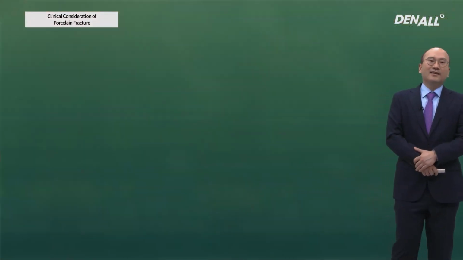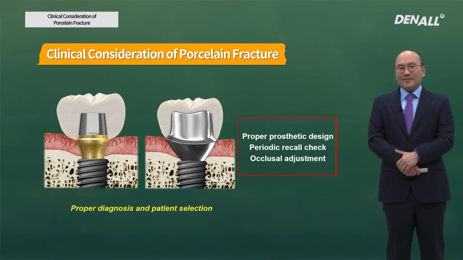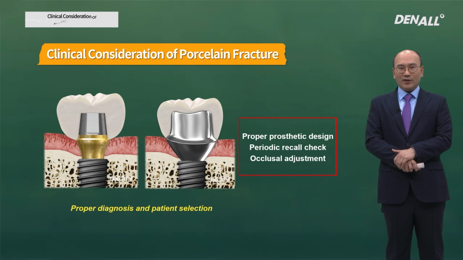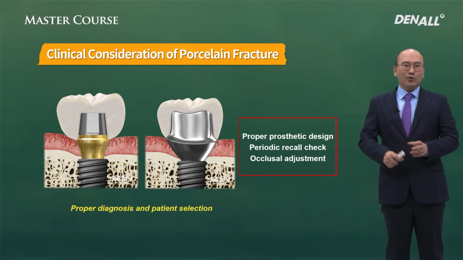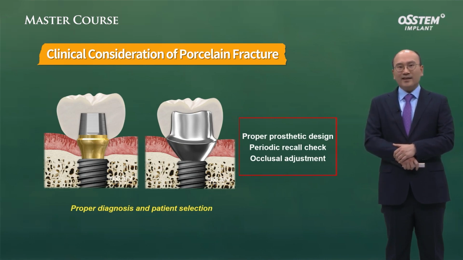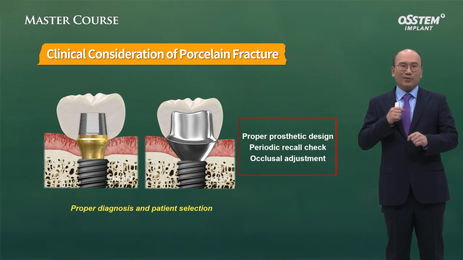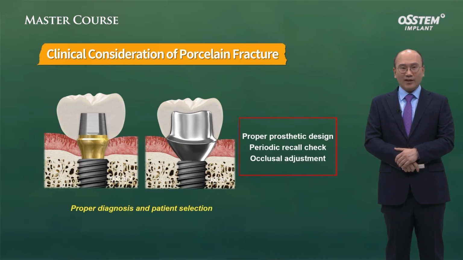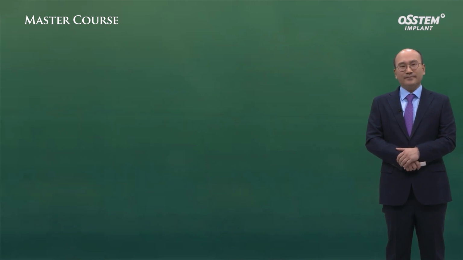So, summary. Like in other prosthesis treatment, implants have no periodontal ligament, so they are more vulnerable to shock. To reduce the fracture of the porcelain portion in implant prosthetics, you have to have a more proper prosthetic design and have a better understanding of the materials. With time, an implant does not change, unlike natural teeth, so periodic recall checks and occlusal adjustment will be more important.